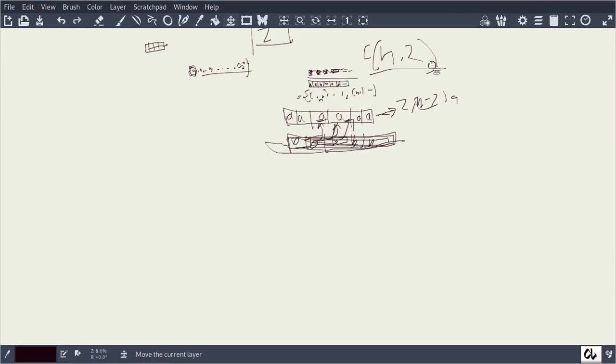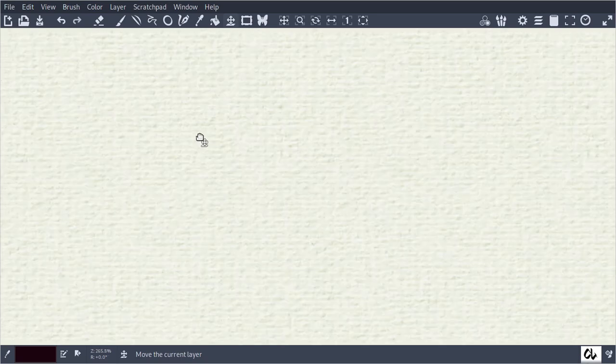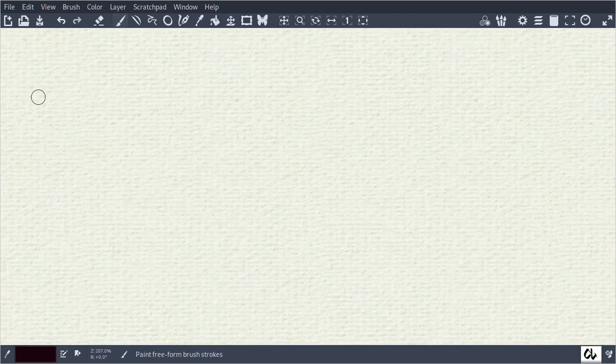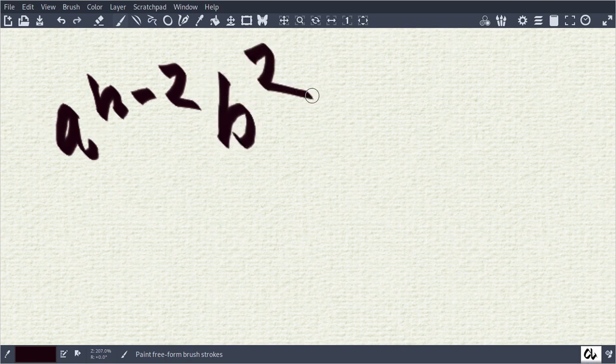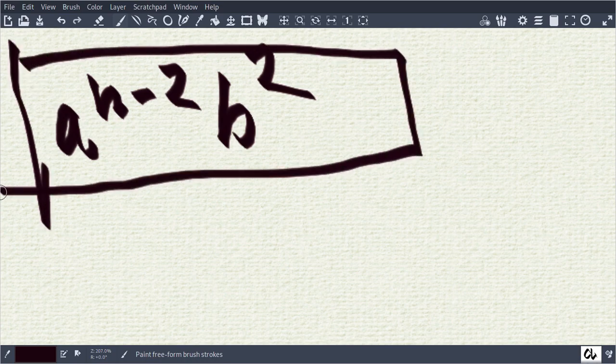Okay, what would we get if we multiplied everything in the array that we defined earlier? I'm having a hard time explaining this in words. As there are n minus 2 a's, this would be a raised to the power n minus 2, and there would be 2 b's, so b raised to the power of 2. This would be the multiplication of every element.